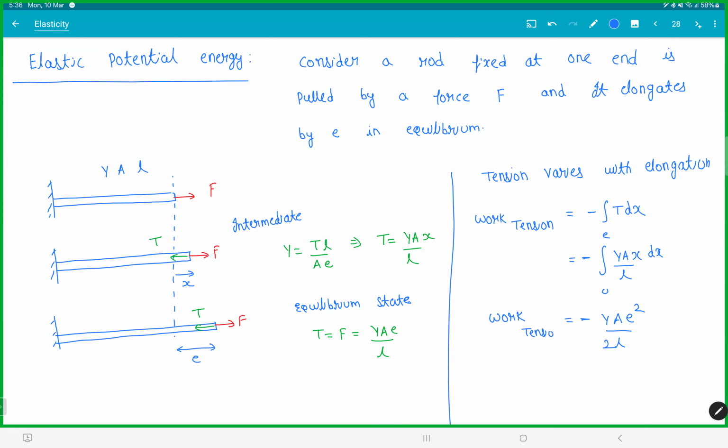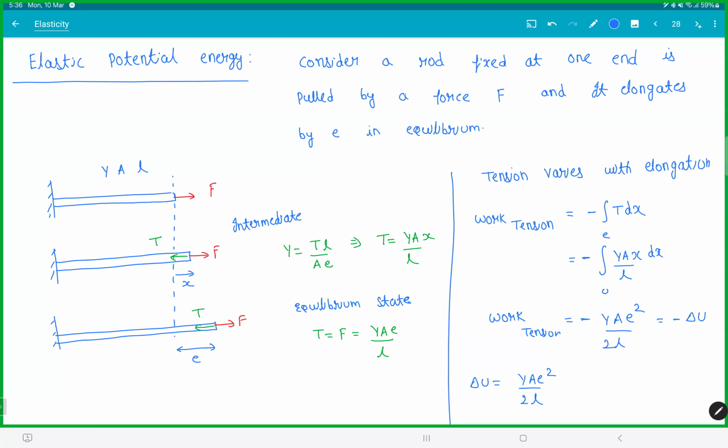But we know work done by internal conservative forces is negative of potential energy. Therefore, we get potential energy is YAE square by 2L. Let's write it in more detail in the next page, but have a look at the derivation here.